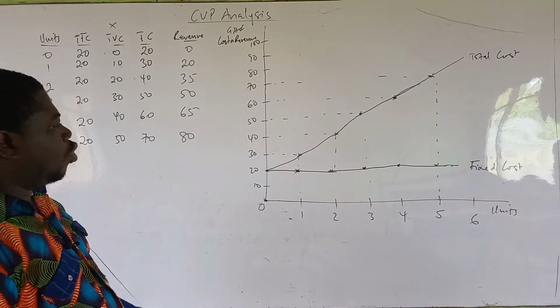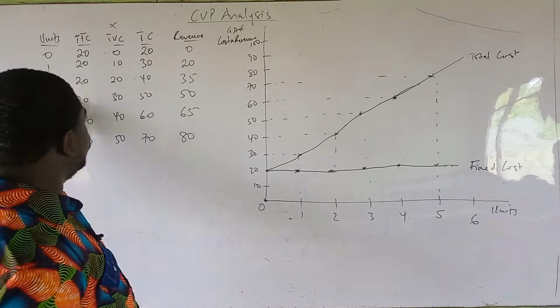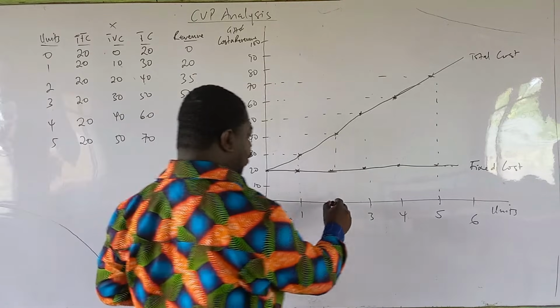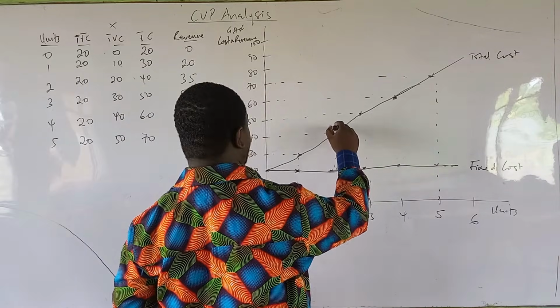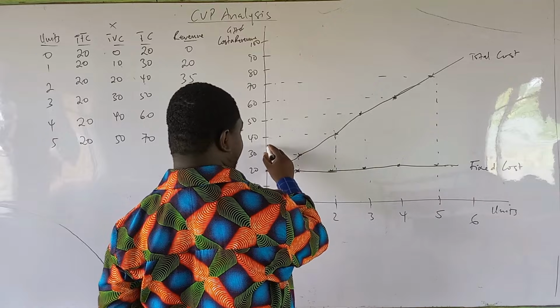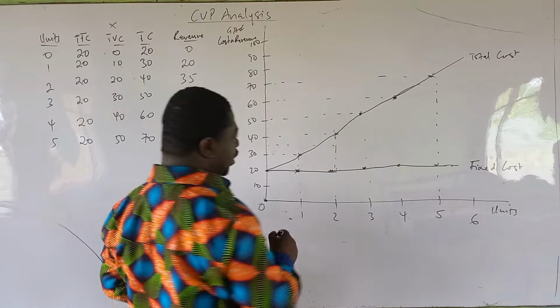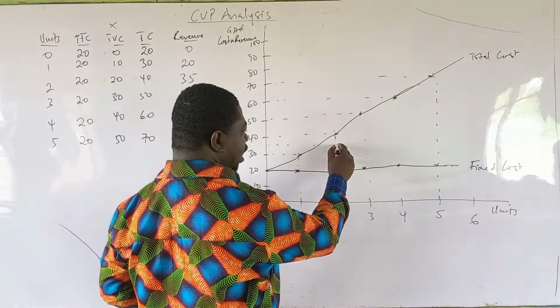And then when we are producing 2 units, we are getting revenue of 35. So we can trace 2 up to 35. Okay, 35 will be somewhere here in between 30 and 40. So we can plot that here.